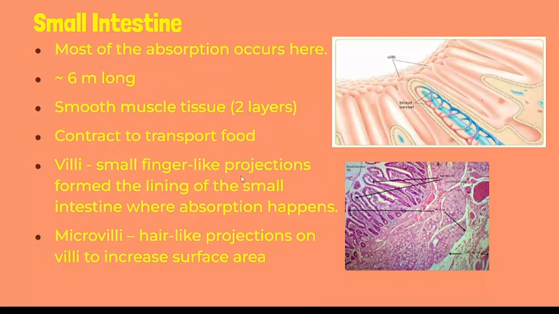I just wanted you guys to see a picture. So villi and microvilli increase surface area. Villi are small finger-like projections on the lining of the small intestine where absorption actually happens, and the microvilli grow on the villi.